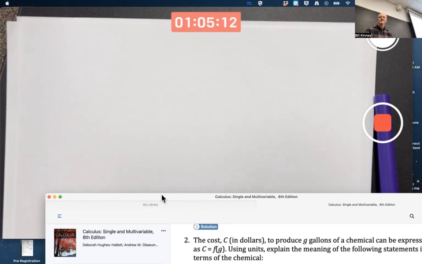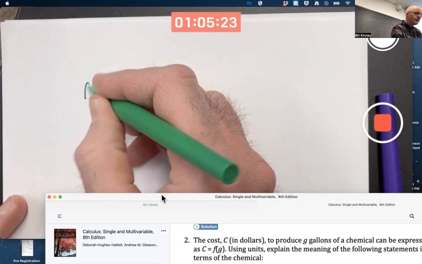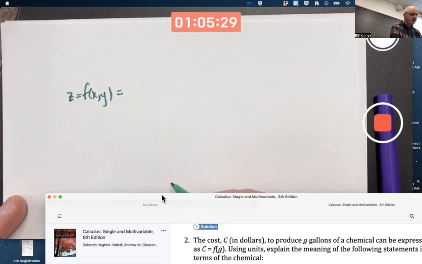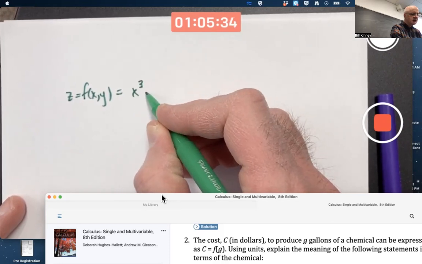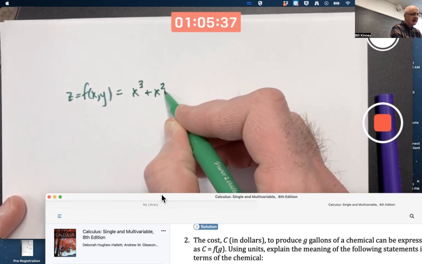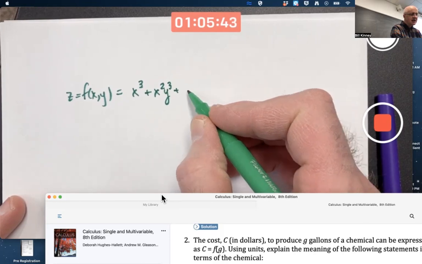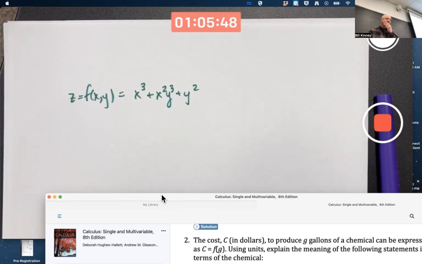Let's spend our last 6 minutes emphasizing a harder topic, implicit differentiation, and its relationship again to multivariable calculus. Let's say we've got a multivariable calculus function, z equals f of x,y equals, let's say, x cubed plus x squared times y plus y cubed plus y squared. This is a multivariable calculus function.